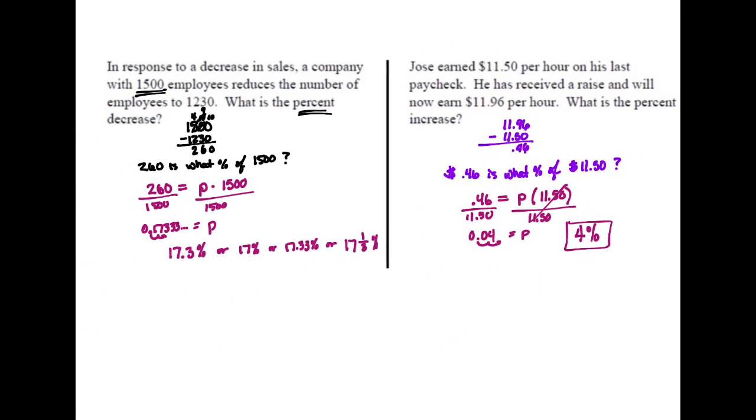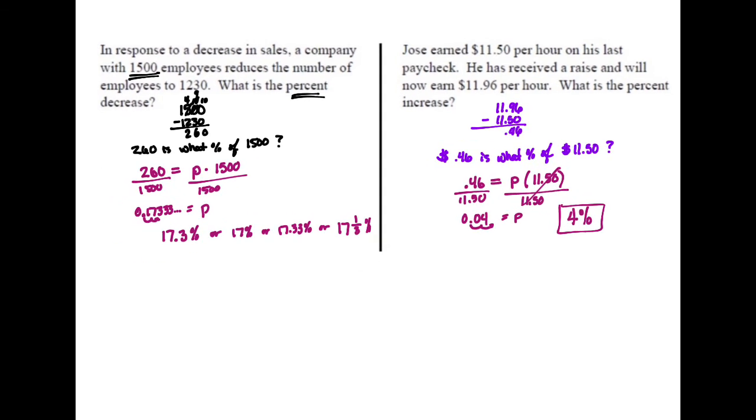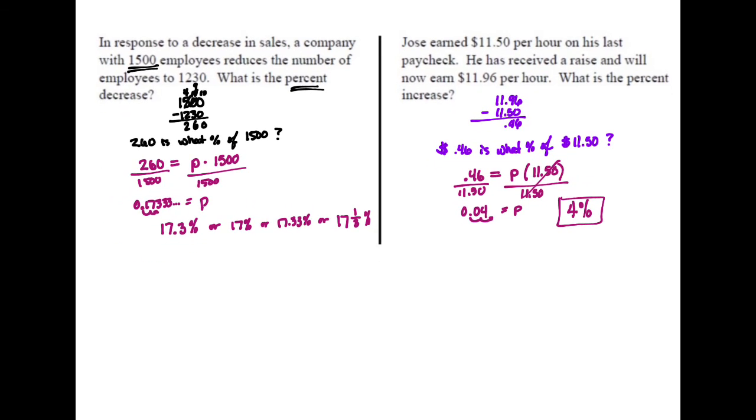Okay. There we go. So really important, the last number, the of number out here, is always the original, where it started before it either increased or decreased.